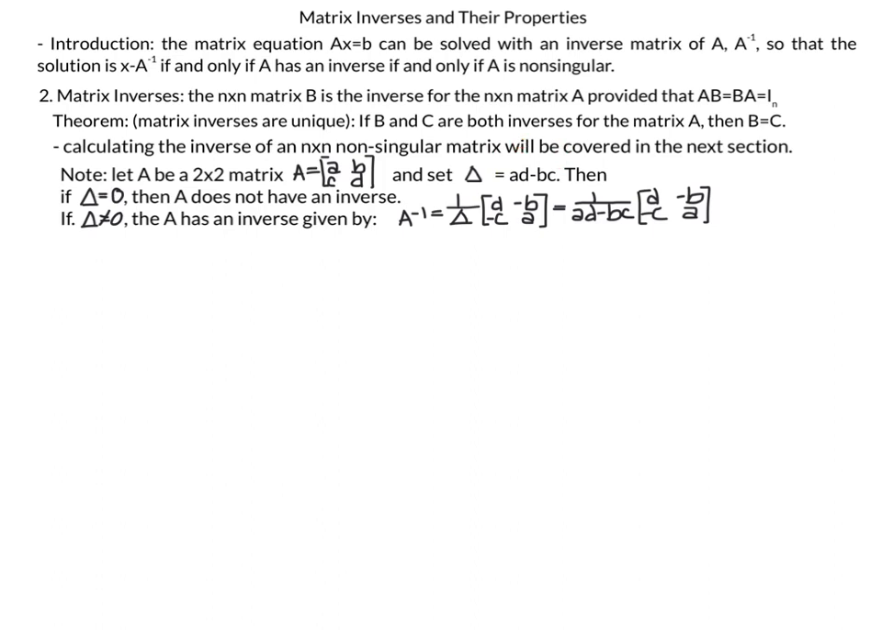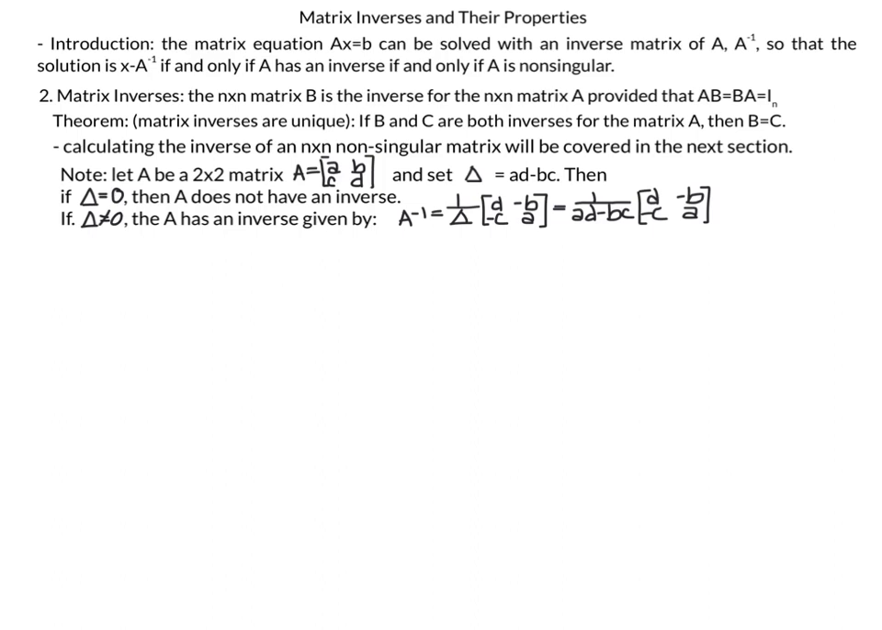Then if delta does equal 0, then A does not have an inverse. But if delta does not equal 0, then the inverse is given by 1 over delta. So again, if this were 0, this would be undefined. But if it's not 0, then it's 1 over delta times [D, -B; -C, A]. So what you do is you swap the positions of A and D, and then you just put a negative on B and a negative on C.